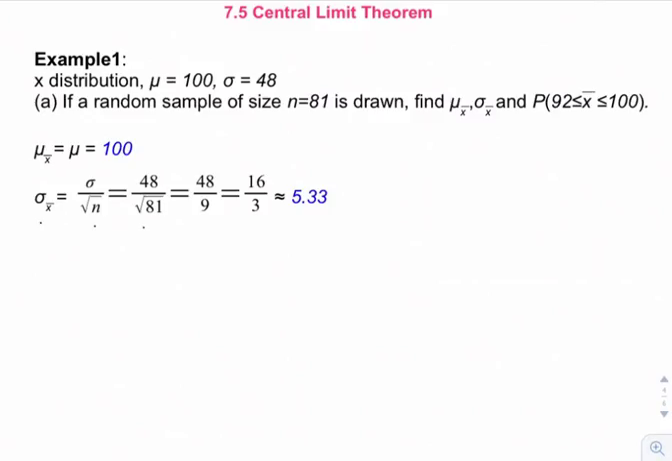So we plug in our values of 48 for sigma, 81 for n. The square root of 81, of course, is 9. And we do the division, we get 5.33, approximately. Notice our new standard deviation is much smaller than 48, our original standard deviation.